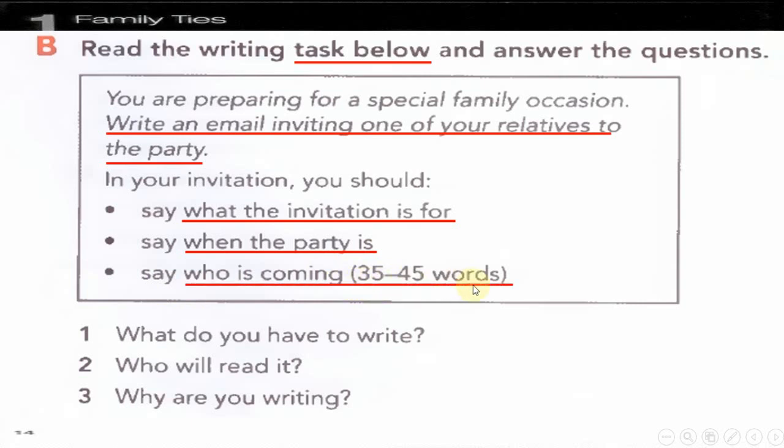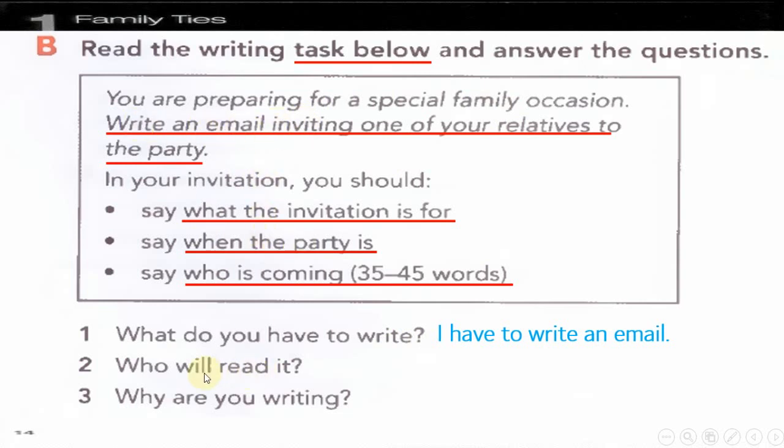Okay. After reading the task below, we need to answer these questions. What do you have to write? I need you to check this information and answer this question. Well, the answer is, I have to write an email. You are here asked to write an email.